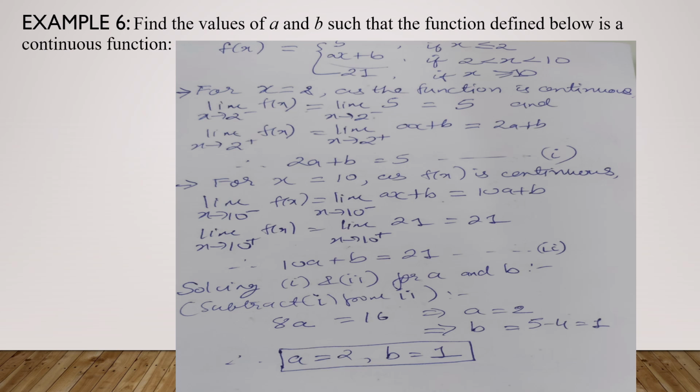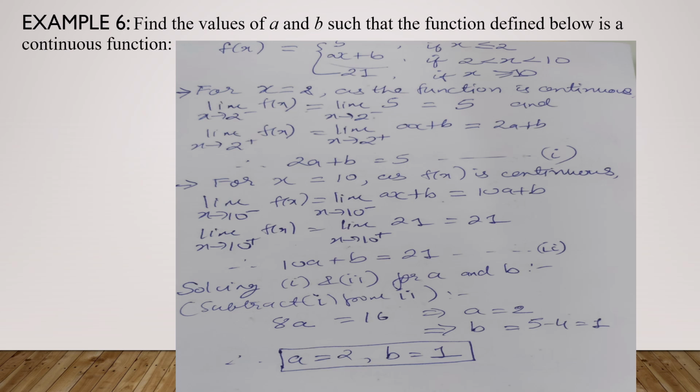Similarly, it is continuous at x equal to 10. So limit x tends to 10 from the left hand side, means when your x is less than 10, x approaches 10 from the left hand side. What is the definition? ax plus b. So here put x as 10. So limit x tends to 10 minus of ax plus b is equal to 10a plus b.